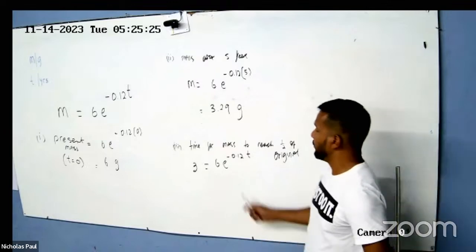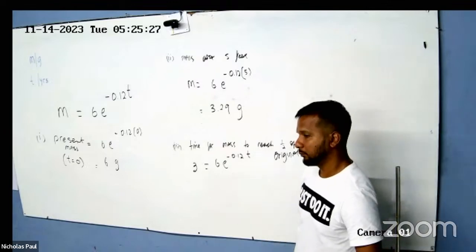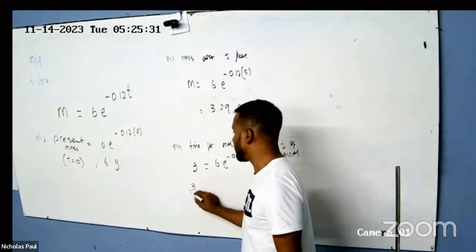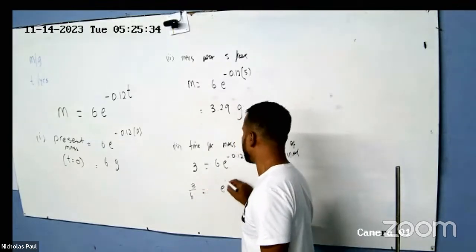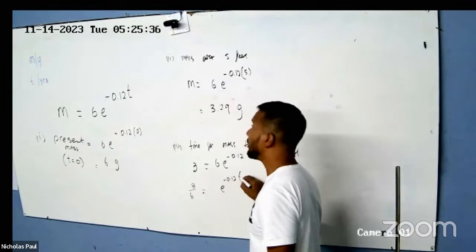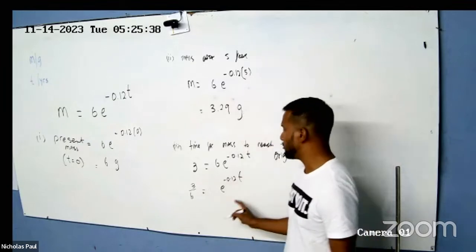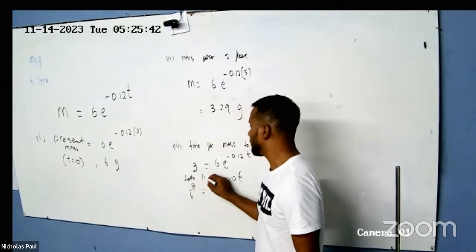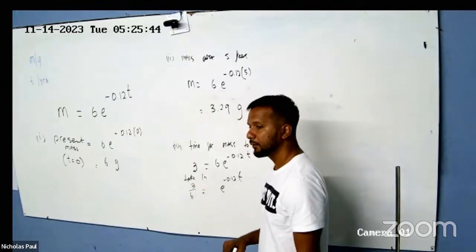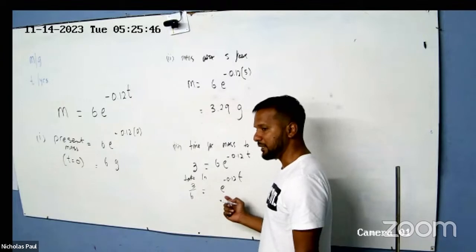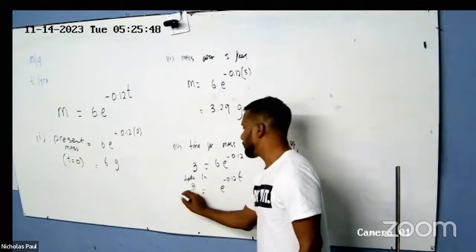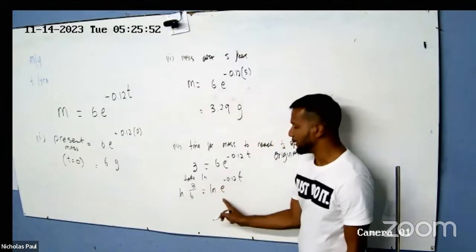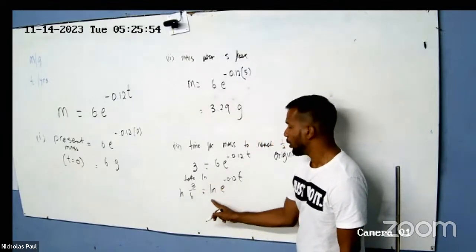Well, what you've got to do is take ln on both sides. You can bring the 6 across if you want. And then when you reach here, take ln on both sides, because you have e here. ln here is equal to ln here. What is ln e? ln e is 1.